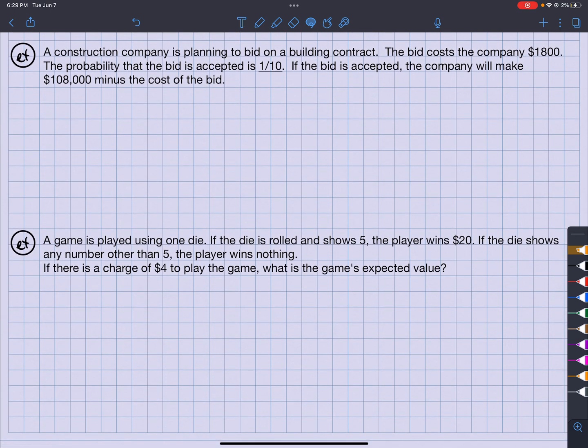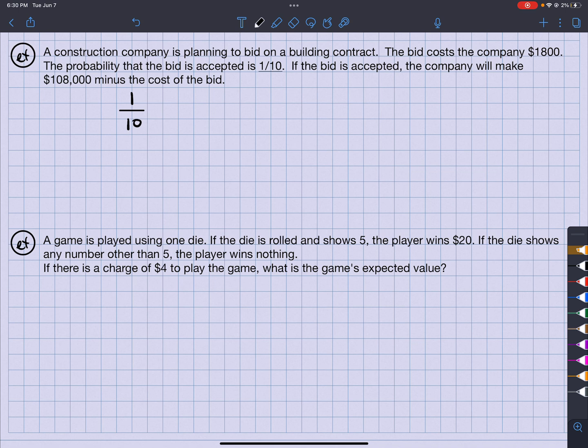A construction company is planning to bid on a building contract. The bid cost the company $1,800. Okay, the probability that the bid is accepted is 1 out of 10. If the bid is accepted, the company will make $108,000 minus the cost of the bid, right? So I gotta find the expected value here. So, well, what are the possibilities that can happen? Well, they could win the bid, right? So there's a 1/10 of a chance that they can win the bid.